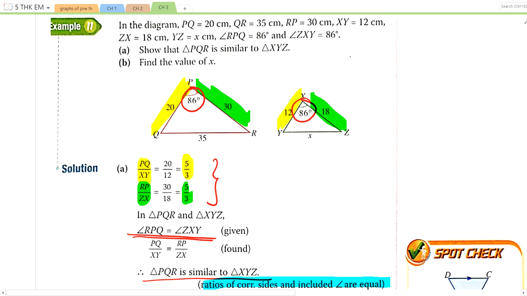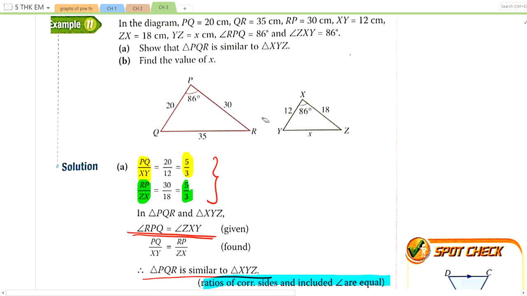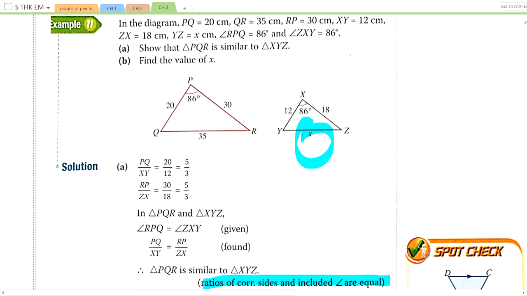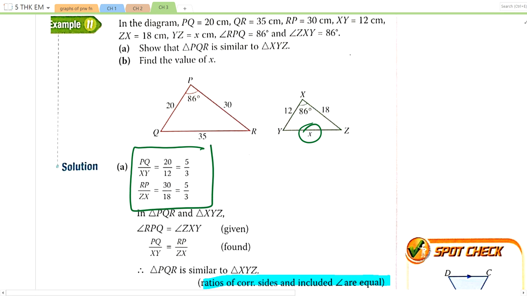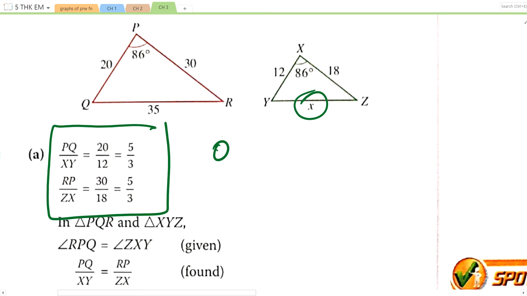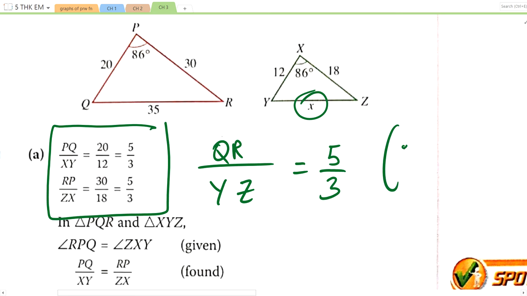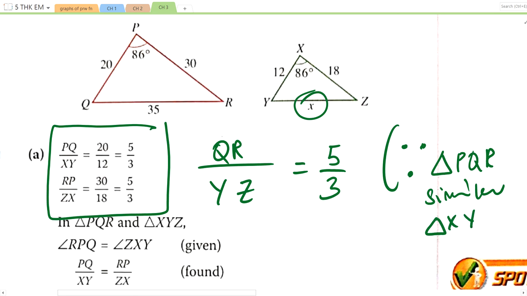Now find the value of x. How do we search for x? What are some clues that we have? Yeah, we use the scale factor, right? We saw that they are all supposed to be the same. So this also implies that QR over YZ should also be 5 over 3, because triangle PQR is similar to triangle XYZ. Or we can state that the ratio of corresponding sides are the same for similar triangles.